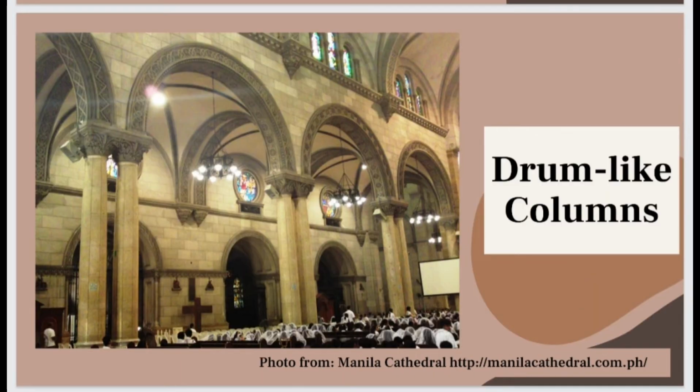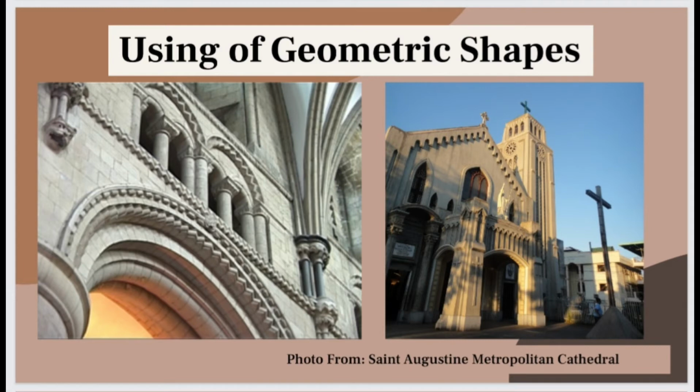The pillars or columns are described as drum-like columns because of their big size. You can see in the picture from the Manila Cathedral that the pillars there are so big and just like drums. The decoration is often quite simple, using squares, circles, triangles, and rectangles as patterns. Common shapes used are squares, lozenges, rhombuses, chevrons, and zigzag patterns.